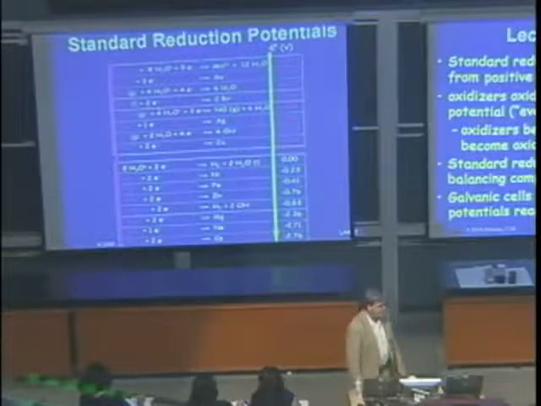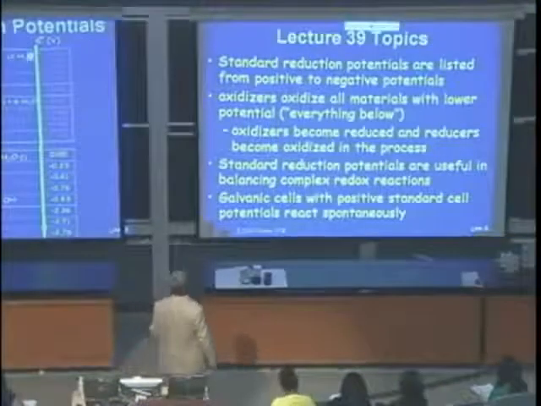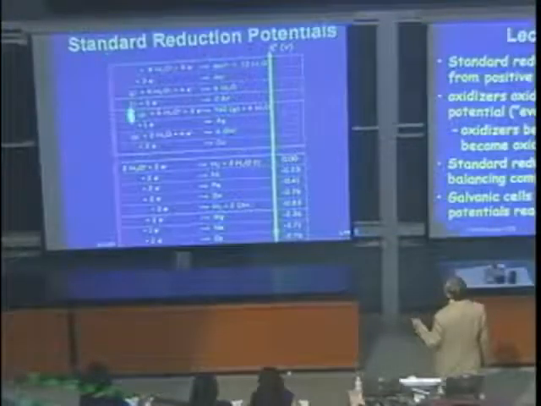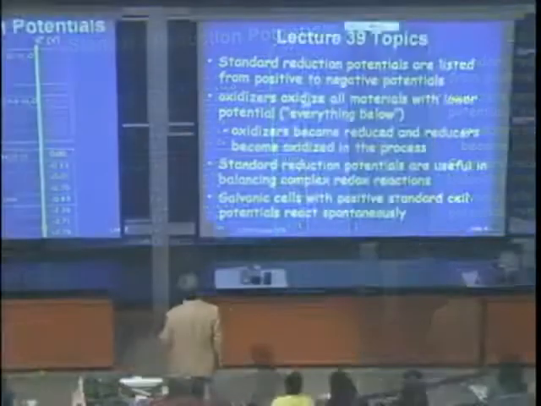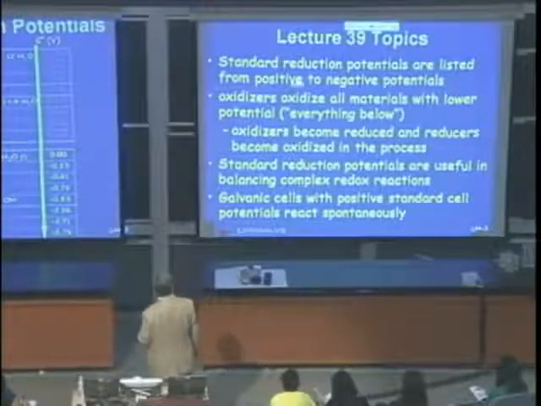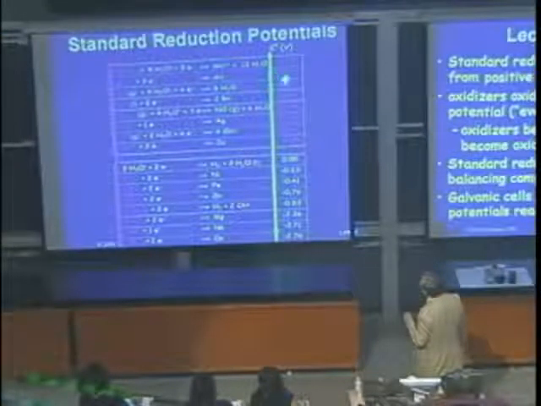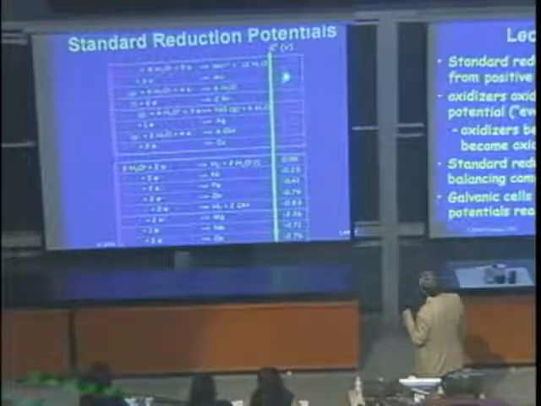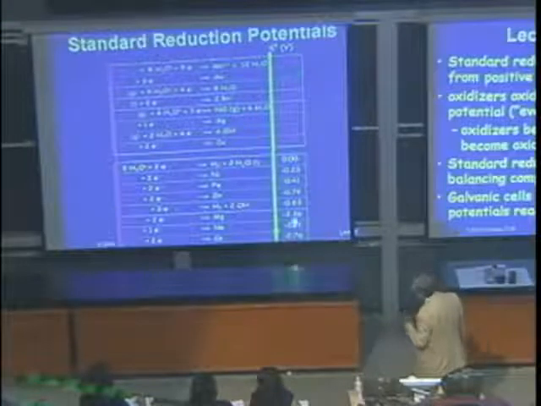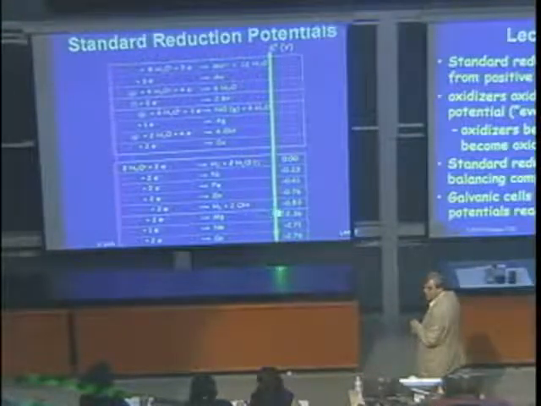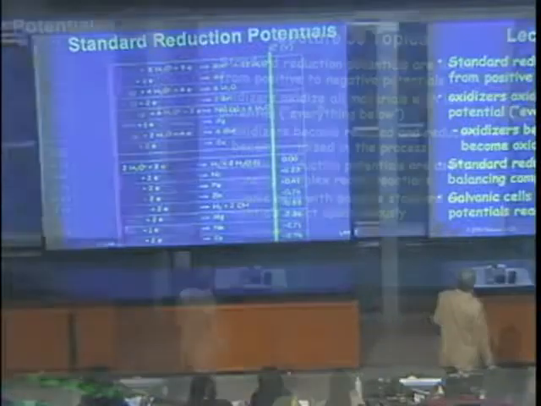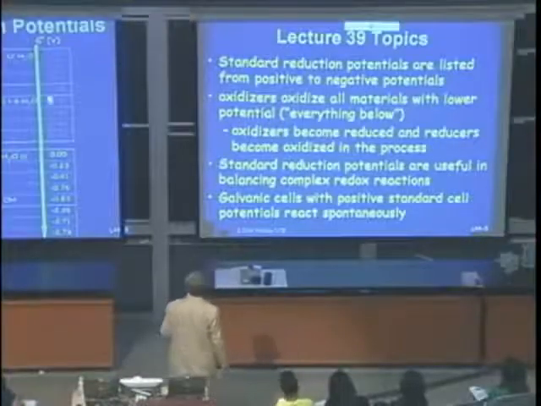Okay, standard reduction potentials are listed from positive to negative potential. Here they are, okay? Oxidizers oxidize all material with lower potential. So everything positive is an oxidizer, like gold could oxidize everything below, all right? So oxidizers oxidize all materials with a lower potential.